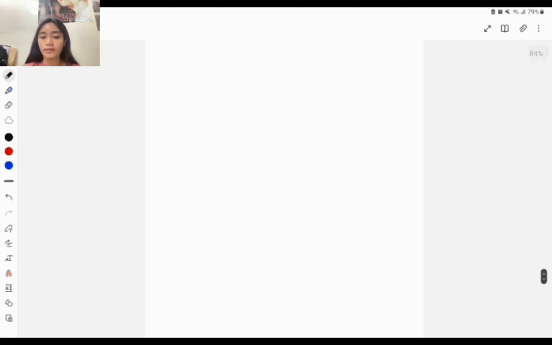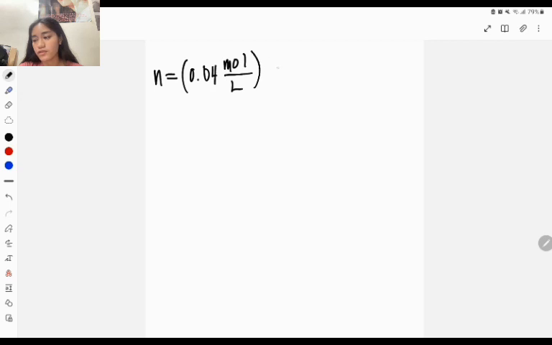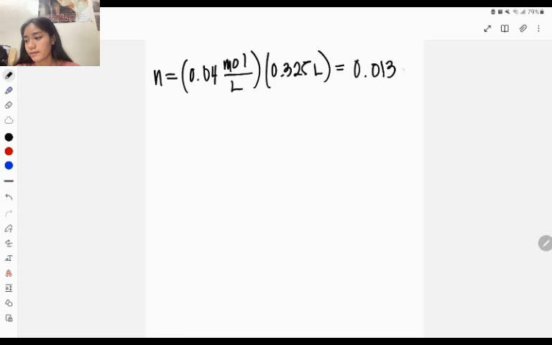Then we have to determine the amount of the solute in moles using the concentration and volume of the solution. To do this, we have to multiply our molarity by the volume of the solution. It is equal to 0.013 mole.